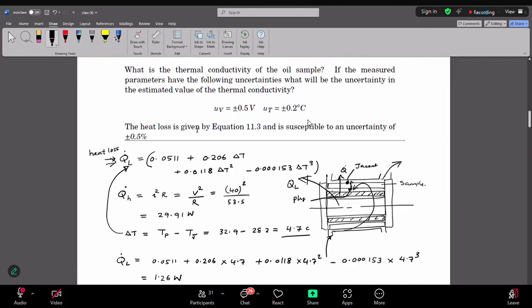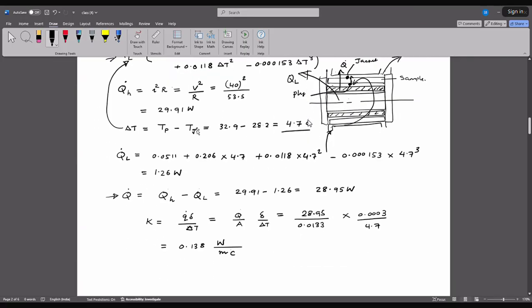Sir, I have a query over here. Like K is equal to Q dot delta divided by delta T. This expression, I'm sorry sir, I could not gather it. Here, this one. Right, sir, exactly.